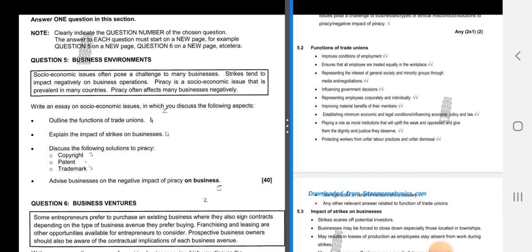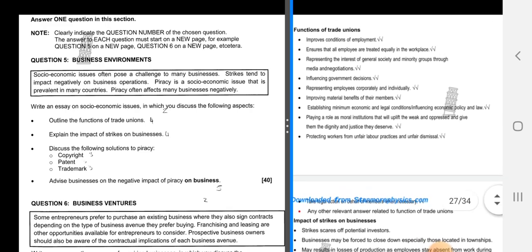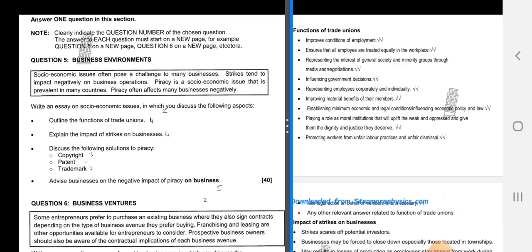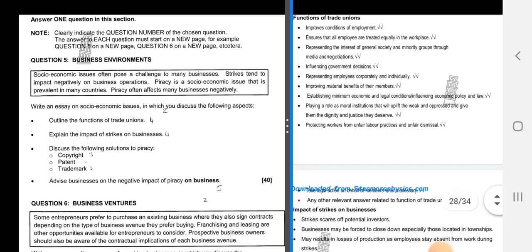A trade union protects workers. A trade union influences government decisions. So they represent employees corporately and individually. They improve the material benefit of the members, establish minimum economic and legal conditions, influencing economic policy and law. They protect workers from unfair labor practice and unfair dismissal.